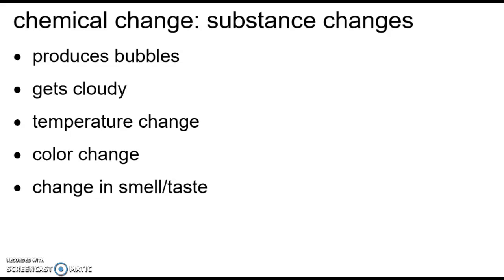So the other type of change that matter can undergo is called a chemical change. When this happens, this means a chemical reaction is actually happening. So when you're doing an experiment, there are certain indicators that tell you that a chemical reaction or a chemical change is happening. So anything that undergoes a temperature change, produces bubbles, gets cloudy, or changes colors, usually that is an indicator that a chemical reaction is going on and you're changing what the substance is.